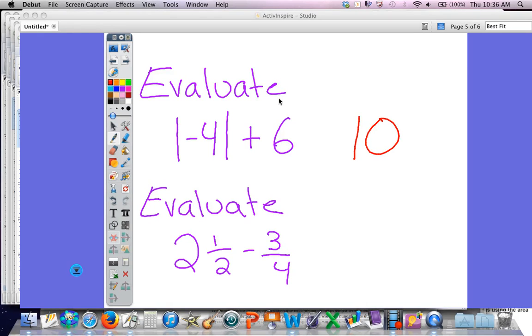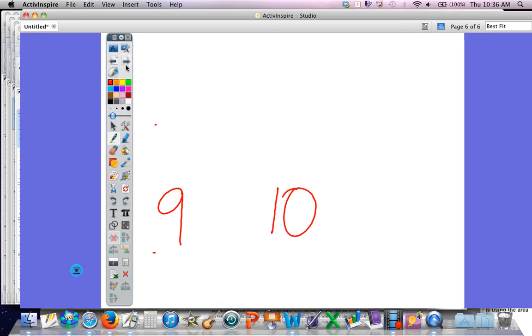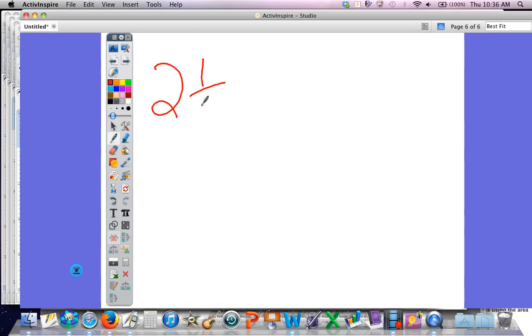Okay, so the second problem that we're going to do illustrates why I don't really like the 5th grade way of adding and subtracting fractions. So I purposely picked this problem.